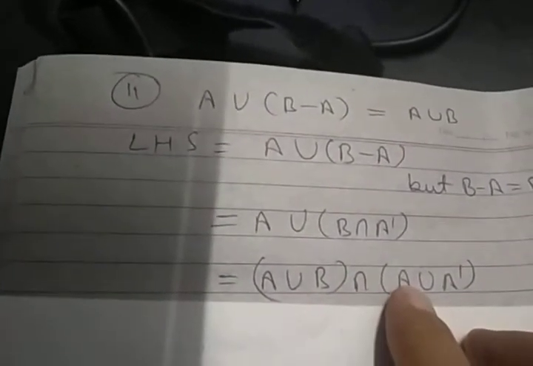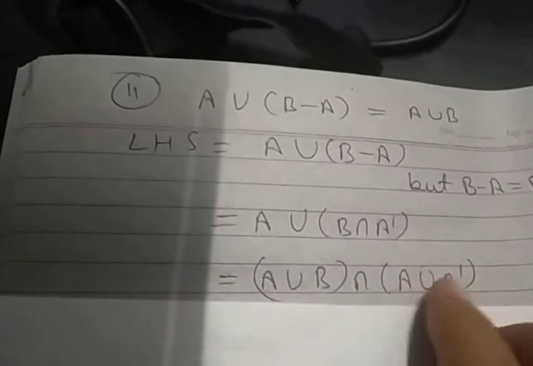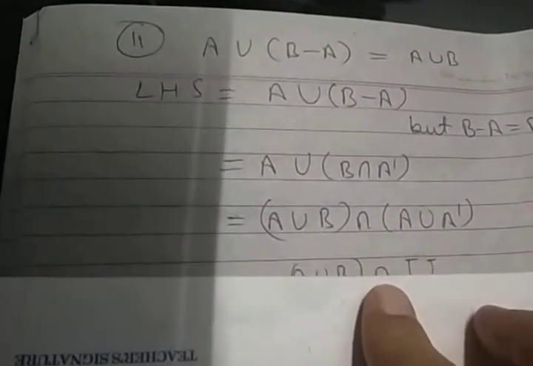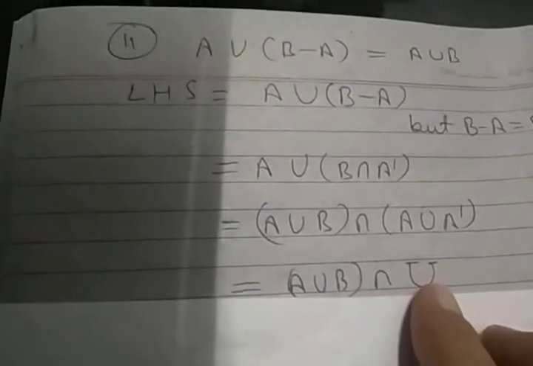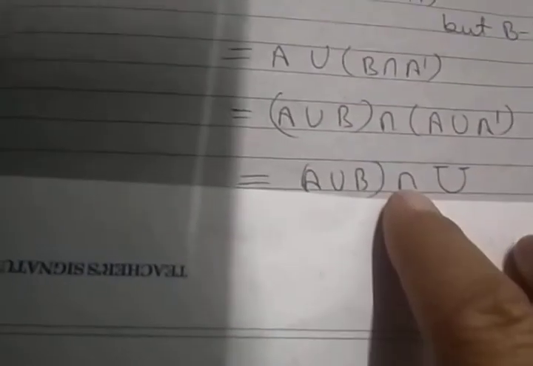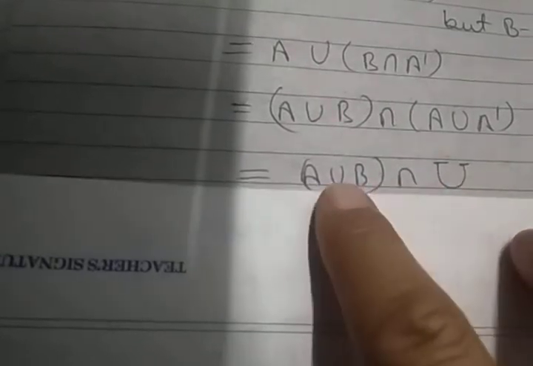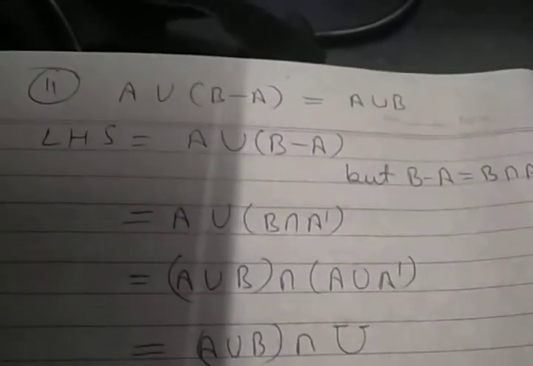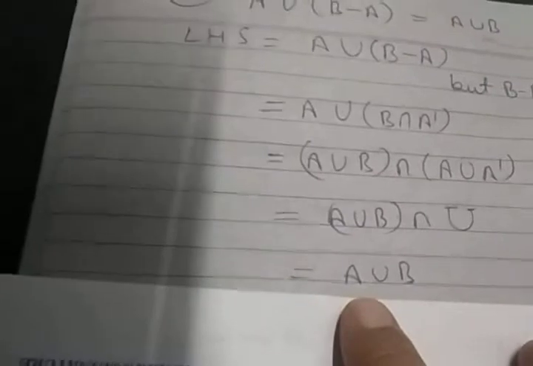Now see again, A union A dash, a set and its complement, becomes universal. And the intersection of any set with universal will be the set itself. So it is A union B. That is the right hand side which we had to require. Let's see the first step. So it is equal to A union B. So that is the next part of question number 8.